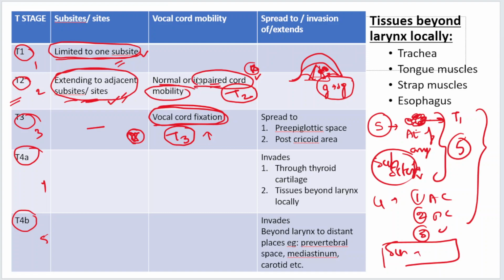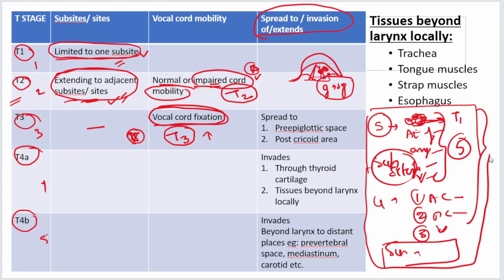cord mobility, T3 is vocal cord is fixed. Now there is another thing, if it is spreading or extension beyond the larynx. Now all these structures that we talked about, supraglottis is the epiglottis, epiglottic folds, arytenoids, false cords, vocal cords, ventricle, and this is anterior commissure, posterior commissure, and ventricle, and subglottis. Do you observe that all these parts form the larynx? This is what larynx is made up of. These are various parts, sites and subsites of the larynx.